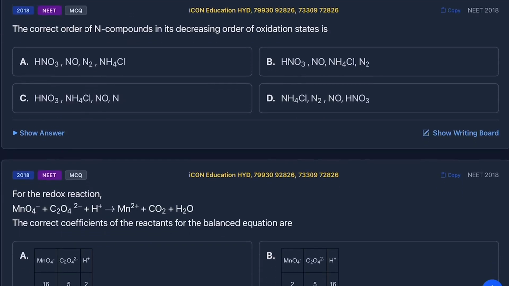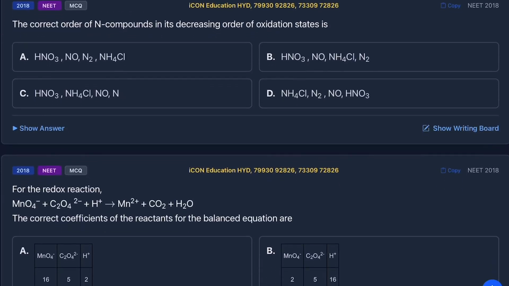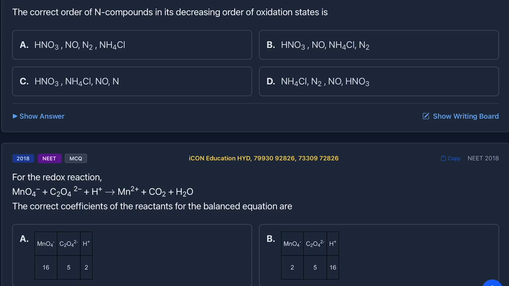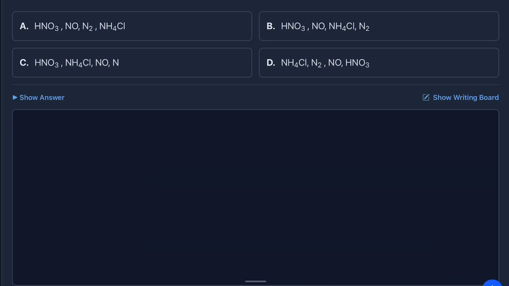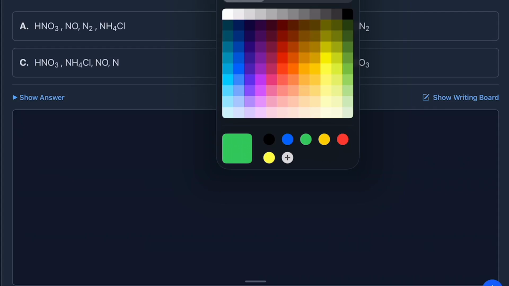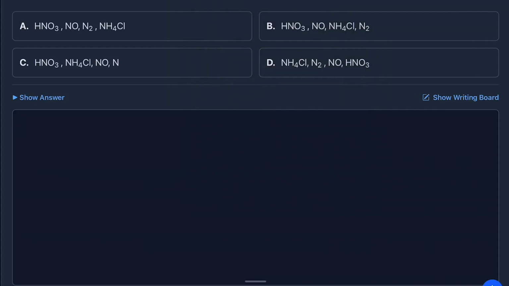The correct order of N compounds in decreasing order of oxidation states. First of all, we can write the oxidation states.